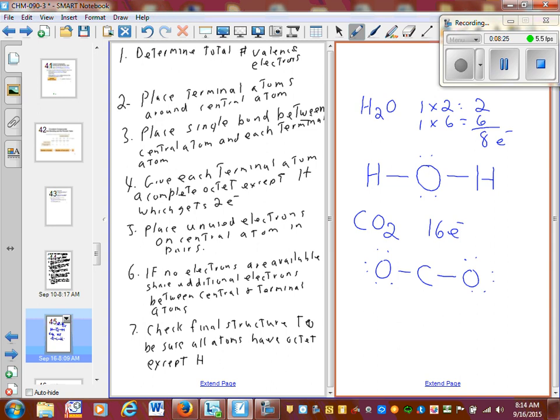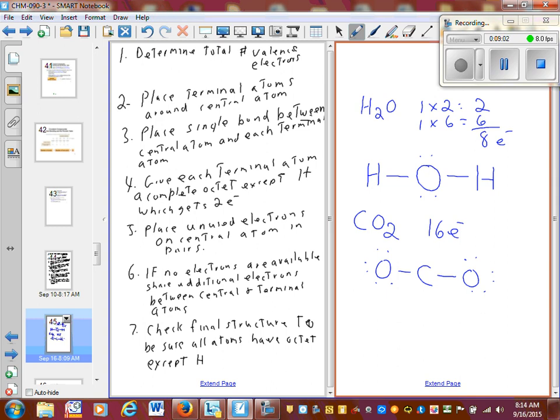So now each oxygen has how many around it? 8. How many have we used? 16. I've used all the electrons. Is everybody happy? Really? How many does carbon have around it? Carbon has 4. 2 single bonds. So it needs 4 more? It needs 4 more. I don't have 4 more. I've used all 16. I got to get them from the terminal atoms.